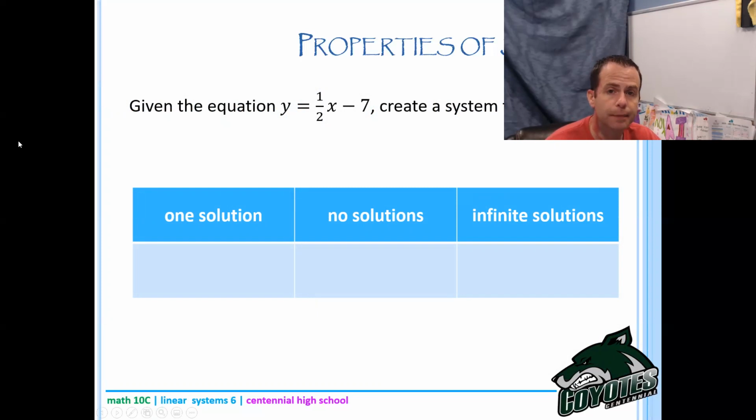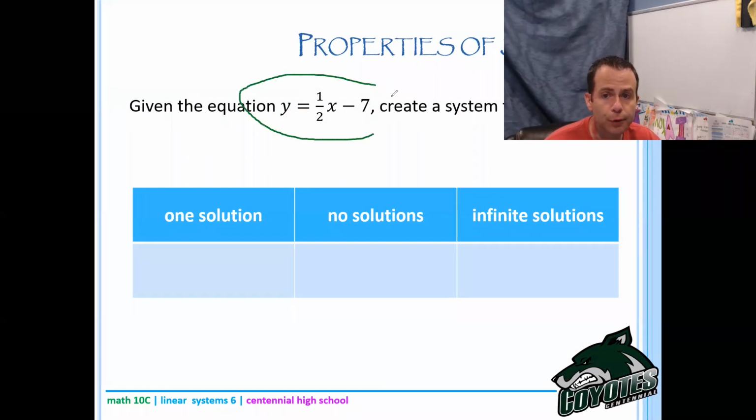All right, so now I have given you the equation y equals 1/2 x minus 7. Create a system that has, so you're using this guy here as your first equation, and you're going to write a second equation so that you form a system that has one solution. Then you'll write an equation that will form a system with the first guy that has no solutions, and then you'll write an equation that will form a system with the first guy that has infinite solutions, okay?